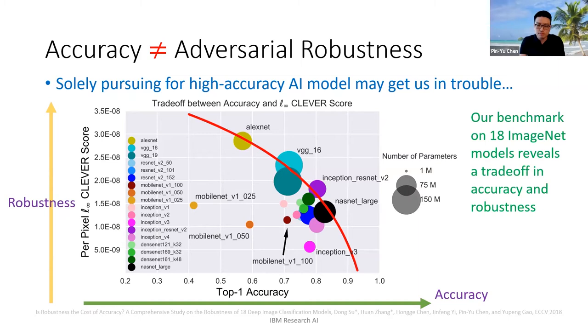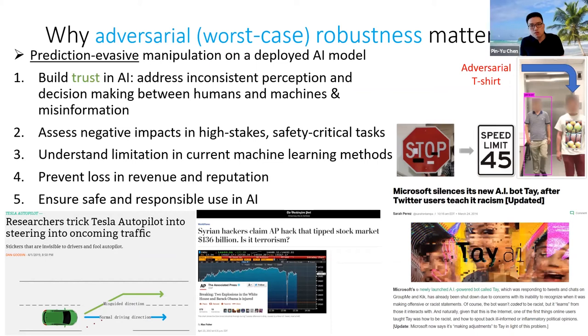So why do we care so much about adversarial, or more generally, worst case robustness, right? A more formal definition would be a prediction evasive manipulation on a deployed AI model, right? I would say the most essential thing is we want to build trust in our AI technology and services, right? The existence of adversarial examples indicates that people cannot fully trust the machine's decisions, and that will cause a lot of ethical and societal issues. And as a security researcher or a machine learning researcher, you will always be aware of these negative impacts in high-stake decision-making or safety critical tasks, right?